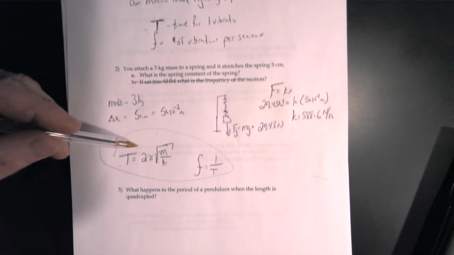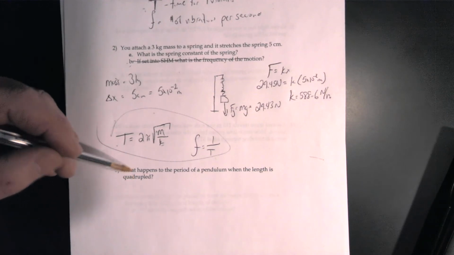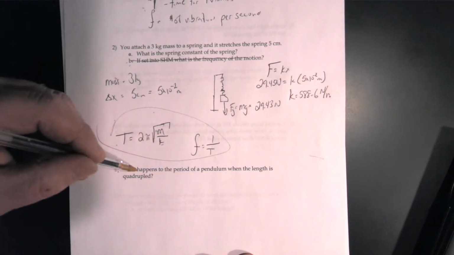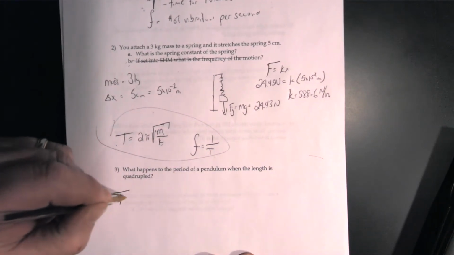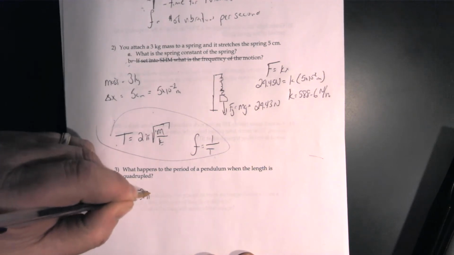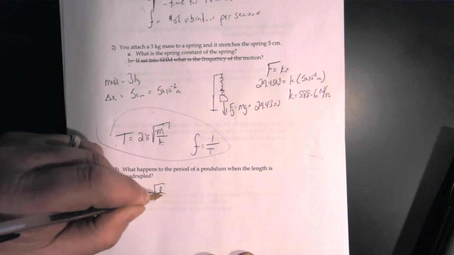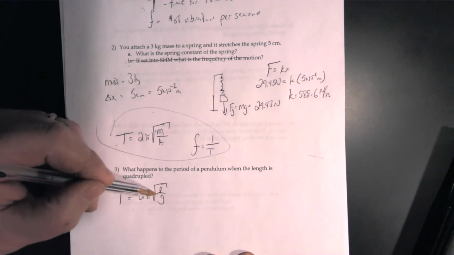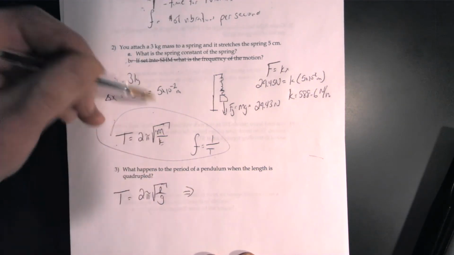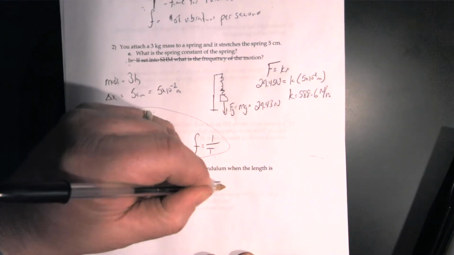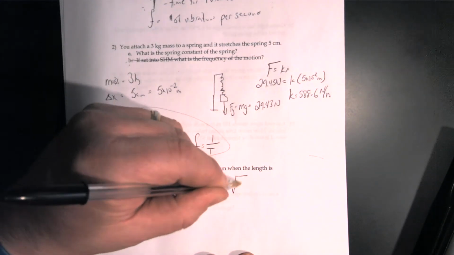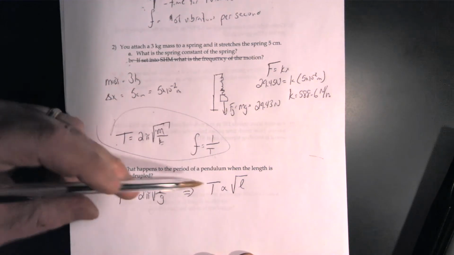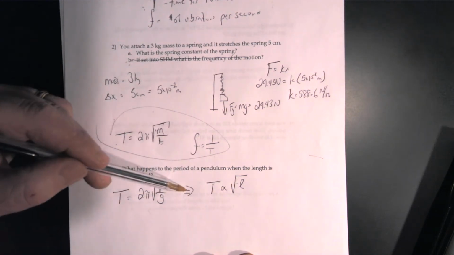If we were asked. Number 3, this comes straight from our lab. Okay, what happens to the period of a pendulum when the length is quadrupled? Again, the equation I would have to give you would be T is equal to 2 pi times the square root of L over g. In this case, we can redo this and say that T is proportional to the square root of L. Since that's the only thing changing, this is the only relationship I'm looking at.